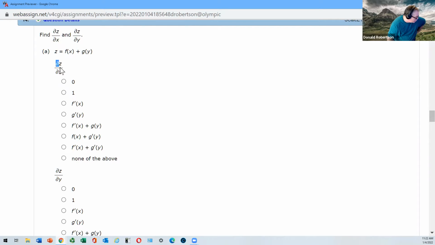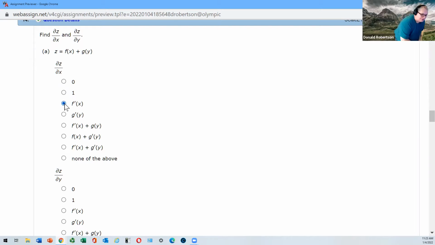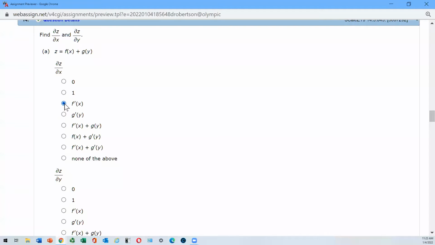Yet, one of these guys is dz by dx. If you find the partial derivative of this expression with respect to x, which one of these guys is it? Oh, would it be f prime of x? You're correct. Tell me why. Because the g of y is treated like a constant since we're finding the partial derivative with x.